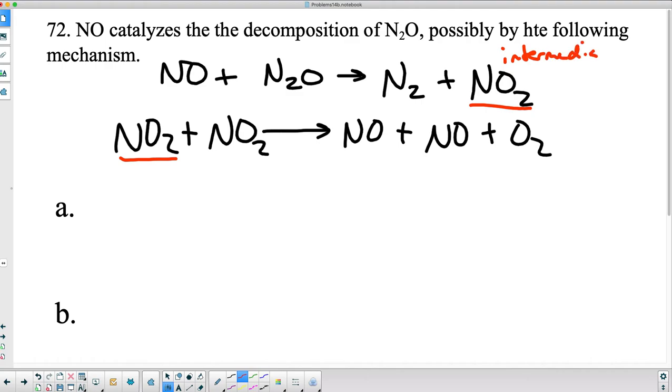Feels like there should be two M's there. I don't know. Okay, intermediate is the NO2. Notice it's produced on one side and taken away on another side. And that's what an intermediate is.